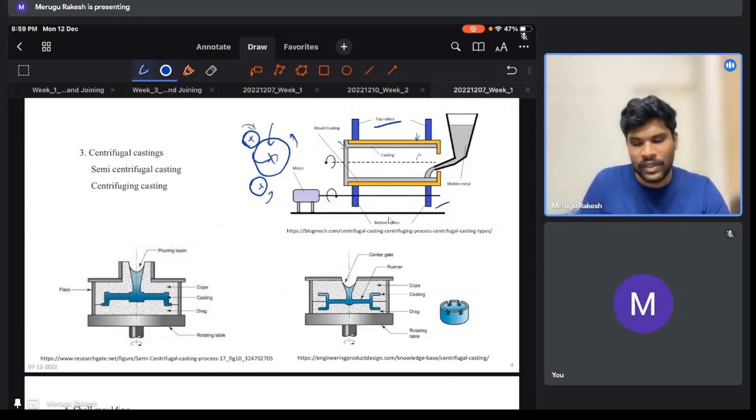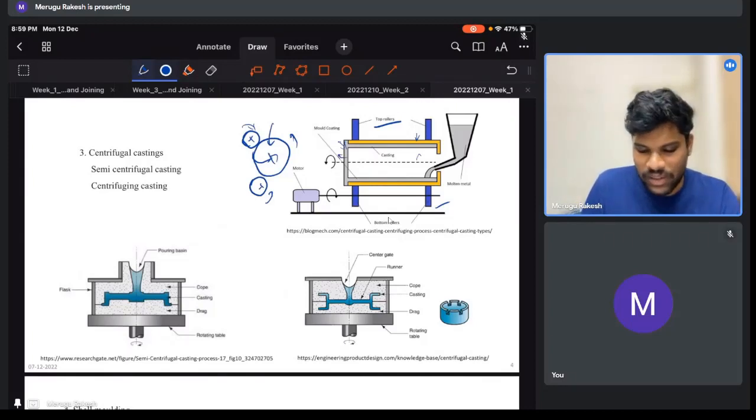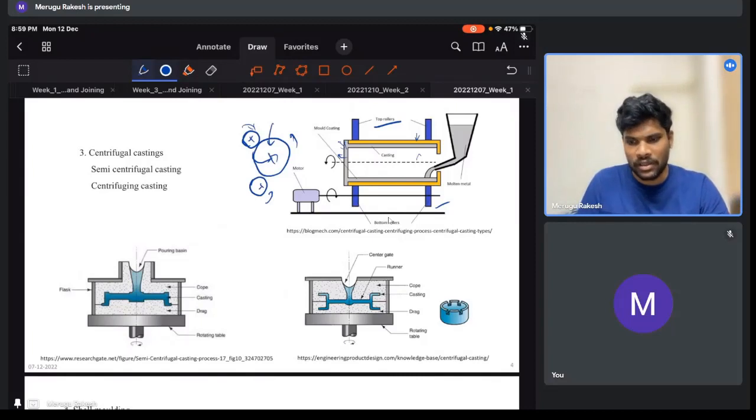Once the metal is solidified, we can easily remove the drum. We can enlarge the drum, or we can directly remove it through this side. So there is no complexity involved, and we can continue the process. There are very limited number of steps, and we have very high yield in this. There is no need of a gate, and no need of a runner, so the yield we have is very high in centrifugal casting.